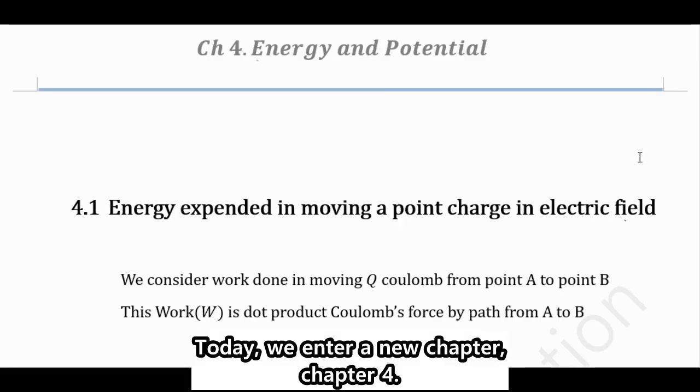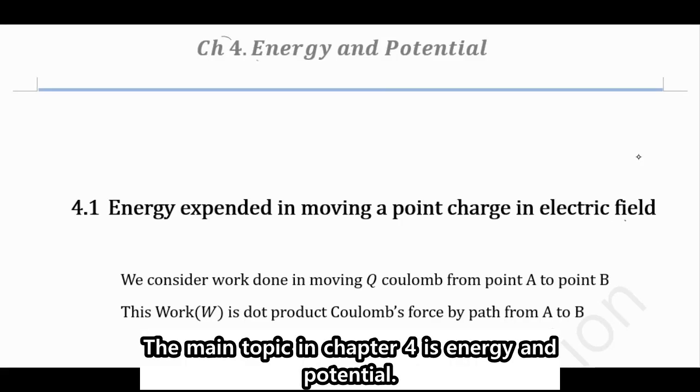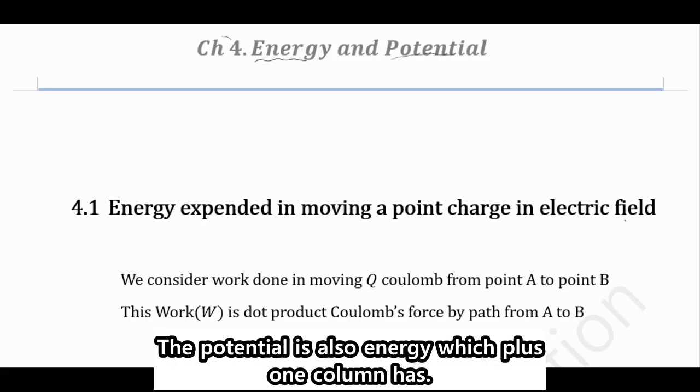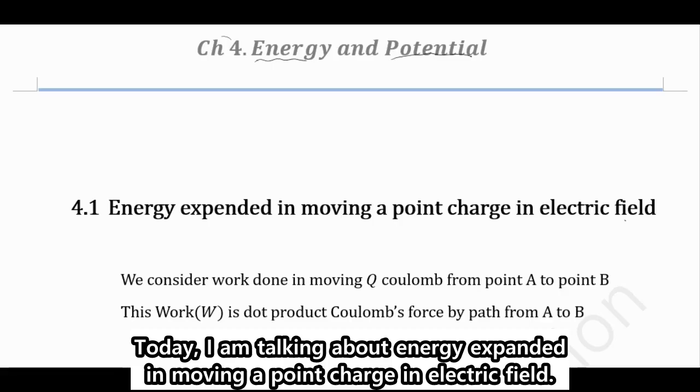Today we enter a new chapter, chapter 4. The main topic in chapter 4 is energy and potential. The potential is also the energy which plus 1 coulomb has. Today I'm talking about energy expended in moving a point charge in an electric field.